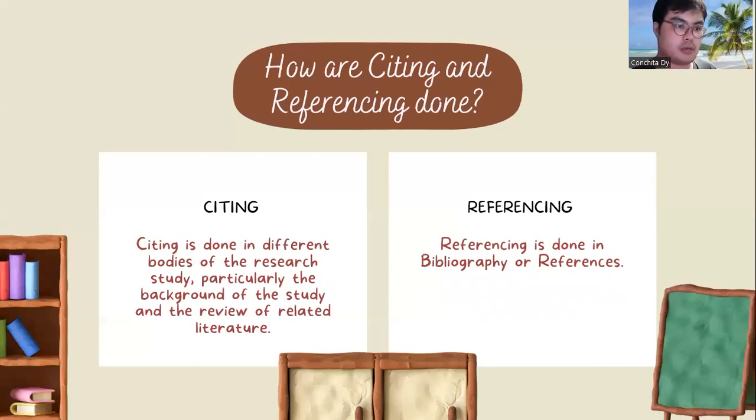Okay, so how are they done? Citing is done in different bodies of the research study, particularly the background of the study and the review of related literature. So, pag gumagawa tayo ng background of the study, pwede na tayo mag-start na mag-cite ng sources. Kasi syempre, it supports the idea, yung sources eh. Lalo na sa review of related literature. Doon tayo magsandamakmak ng citations. Okay, so ganun. Sa references naman, it is done in bibliography or references.